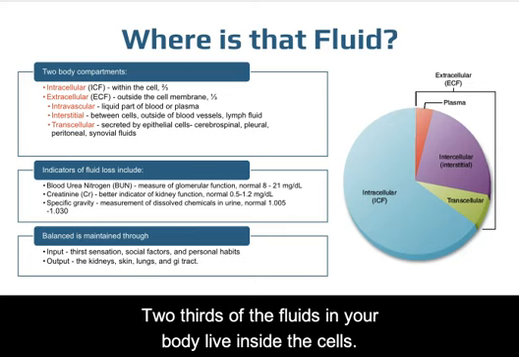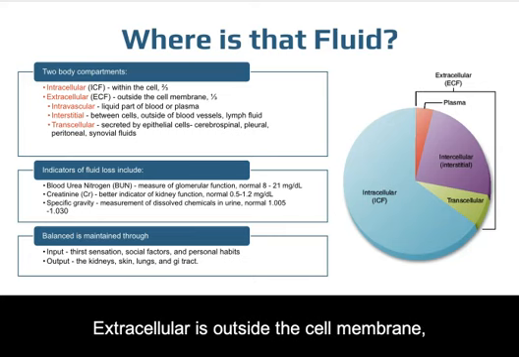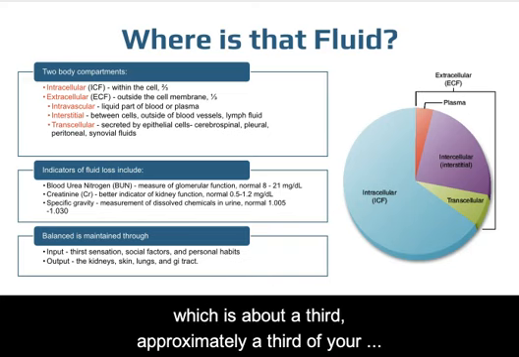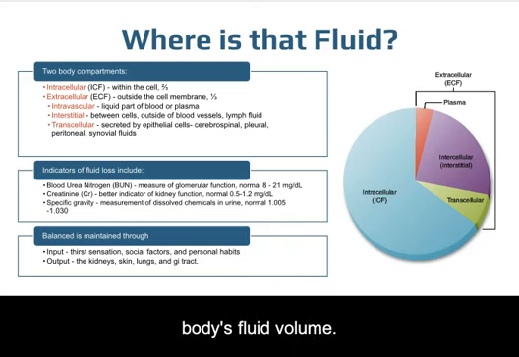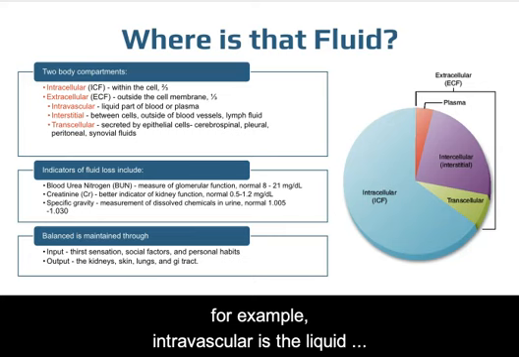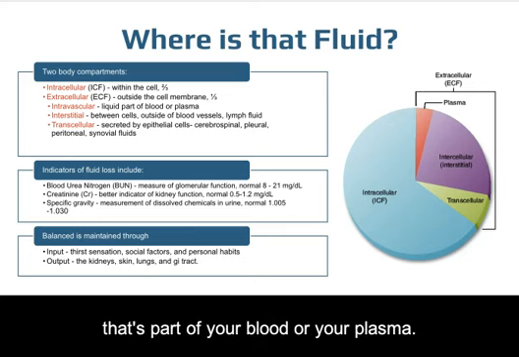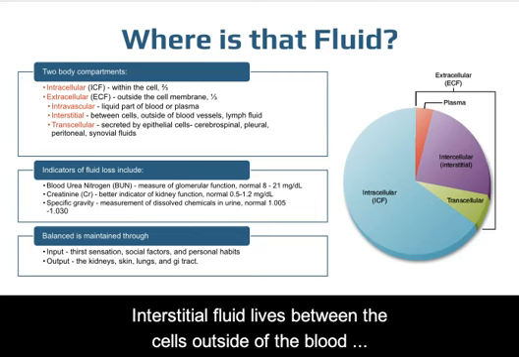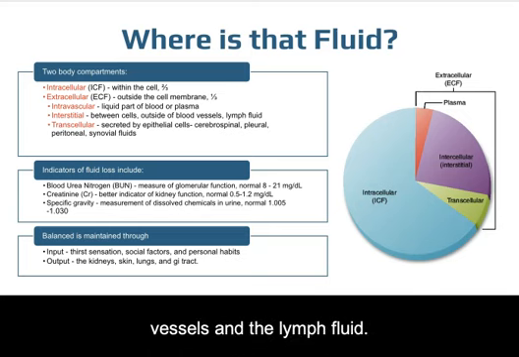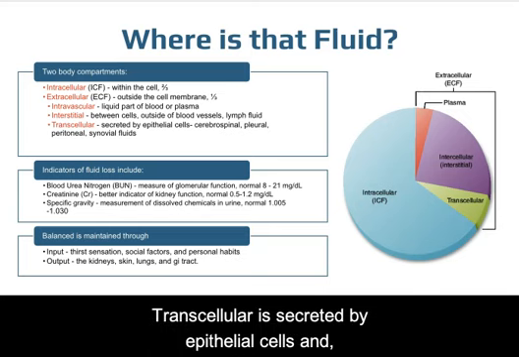Two-thirds of the fluids in your body live inside the cells. Extracellular is outside the cell membrane, which is approximately a third of your body's fluid volume. Intravascular is the liquid that's part of your blood or your plasma. Interstitial fluid lives between the cells, outside of the blood vessels, and the lymph fluid.